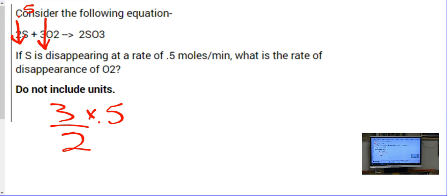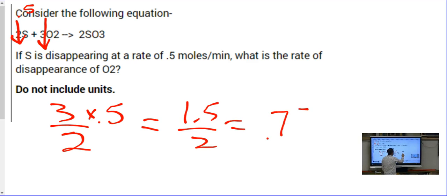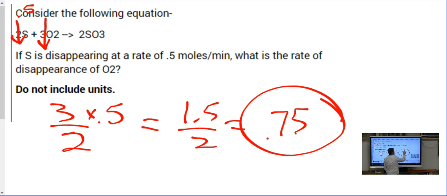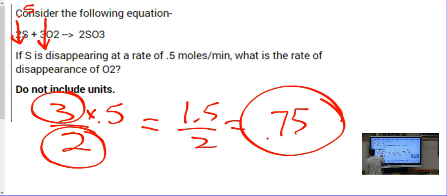All right, so we did this already. Most of you got this right. This times that is 1.5. Divide it by 2, and you got 0.75, which was your answer. So you take the coefficient of the thing you're solving for, that's on top, the coefficient of the thing you're given, and then you multiply that ratio by the rate that you were given.